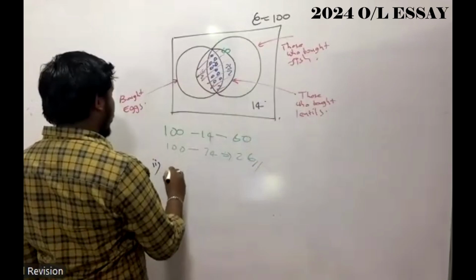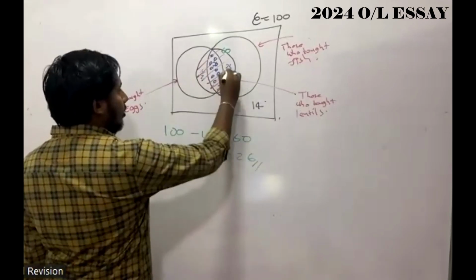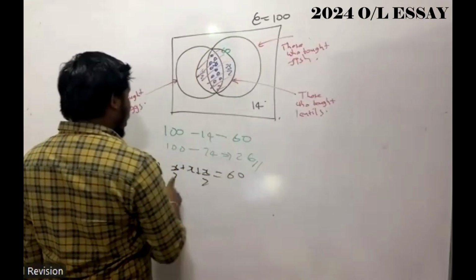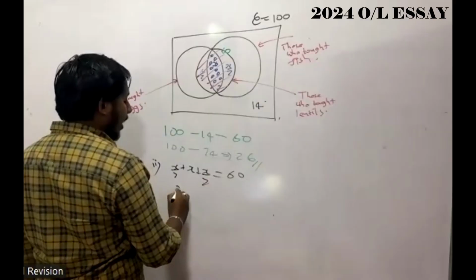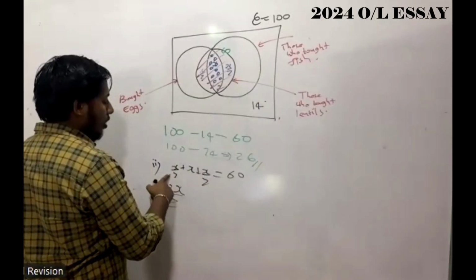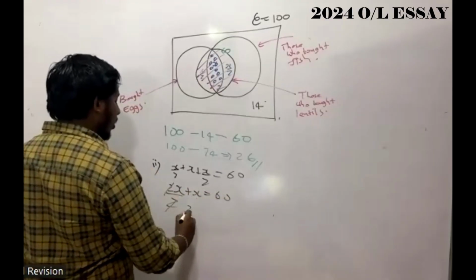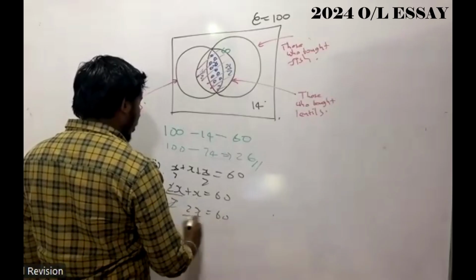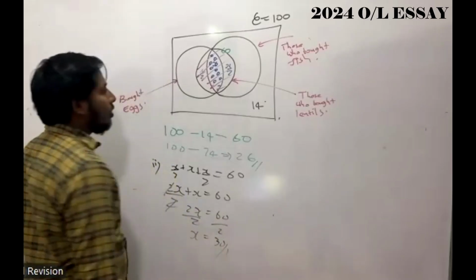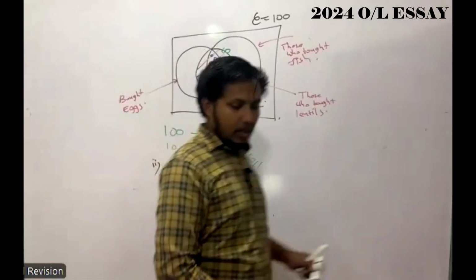Number 2: x over 2 plus x over 2 plus x is equal to the total. What is the total? 60. X over 2 plus x over 2, it's x. So x plus x is 2x. 2x is equal to 60. You divide by 2. X is equal to 30. X is equal to 30.